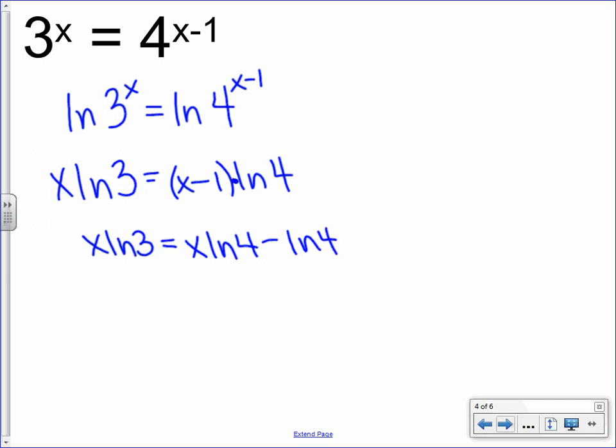Isn't this being multiplied to the natural log of 4? So we can distribute, right? Okay. So now we have two different things with an x in it, correct? What would be a good idea? If I have two different things with an x, should we put them together?